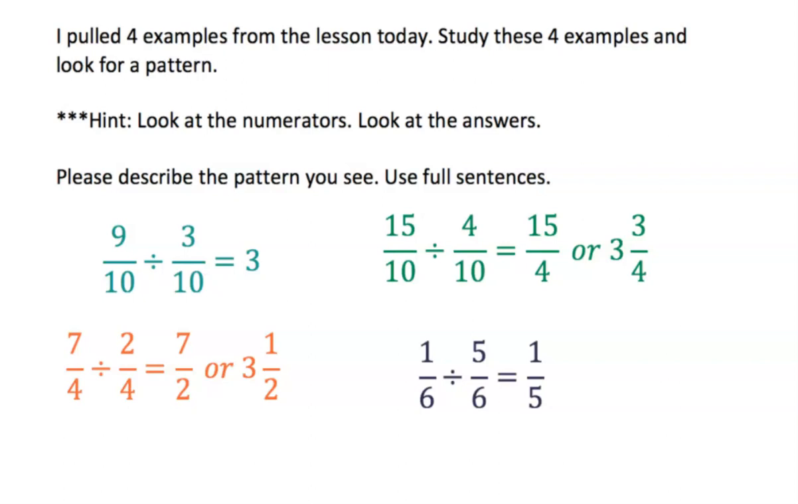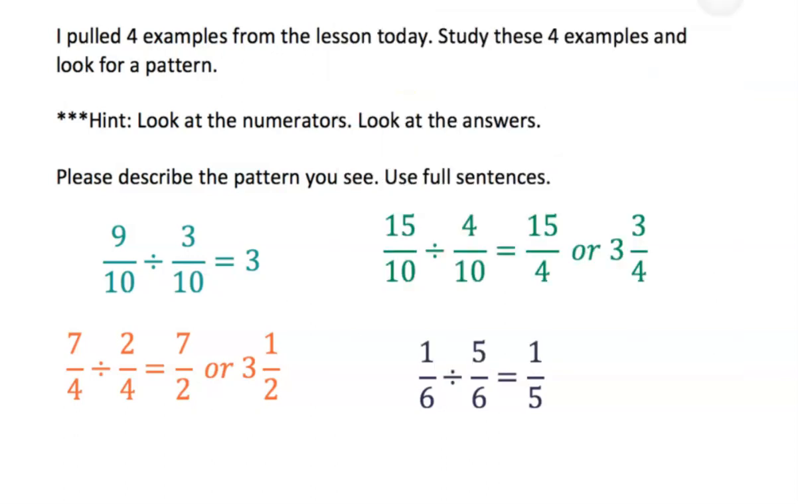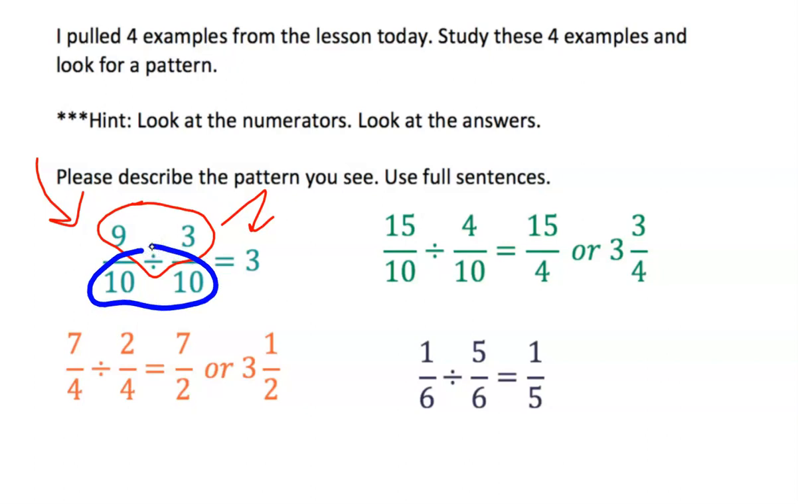So first, I want you to examine this problem. Let me grab a pen. And looking at this problem, I want you to look at first the numerators. So I want you to think about 9 divided by 3, what you would get. Well, 9 divided by 3 is 3. I also want you to think about how 10 divided by 10 is equal to 1. And 3 divided by 1 just gives us 3.